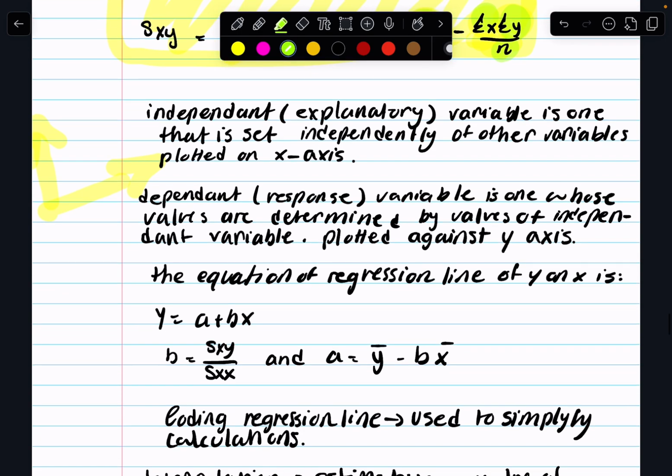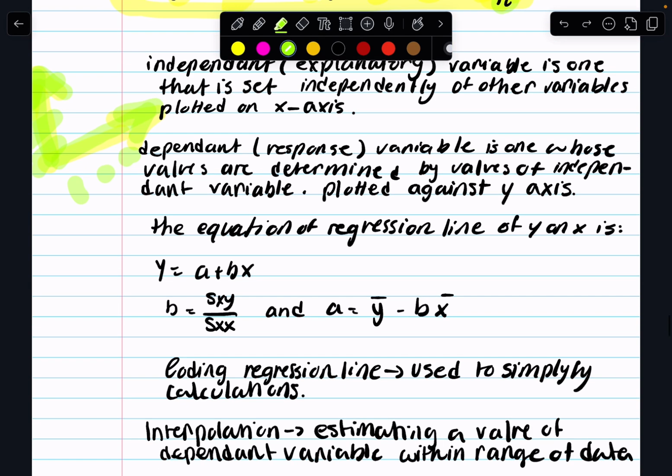Independent or explanatory variable is one that's set independently from the other values, plotted on the x-axis. So it's plotted on this, and it's independent. It has nothing to do with the other. Dependent variable is a response variable, so its values are determined by the values of the independent variable. It's plotted against the y-axis. So if I have 1, 2, 3, and then I change something, then the values on my y-axis are going to change. For example, they're going to increase.